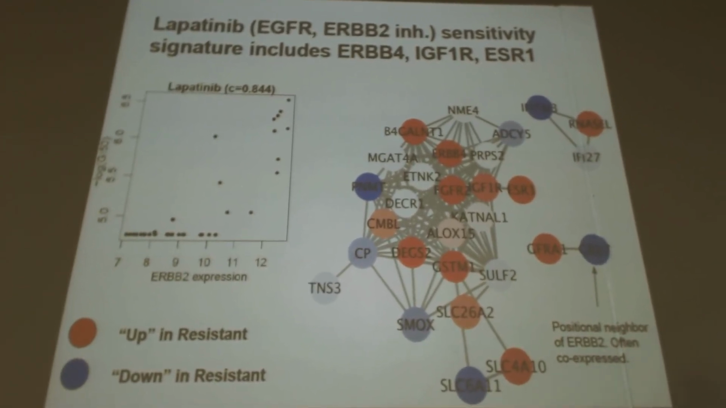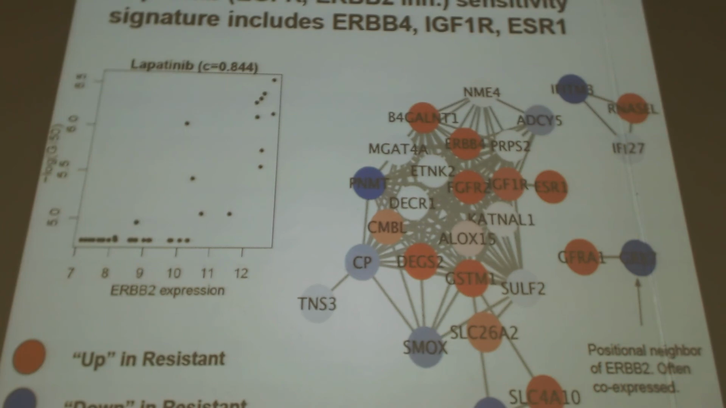So we can look at what is the model that got selected. So this is a gene network. Every node here is a gene. It has an edge between them if they interact. And what was interesting about this particular drug is it inhibits one of the cell surface receptors.